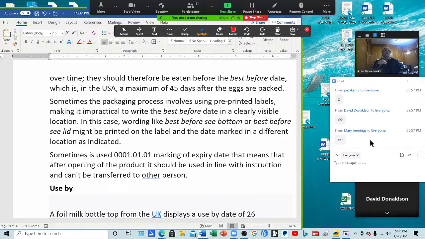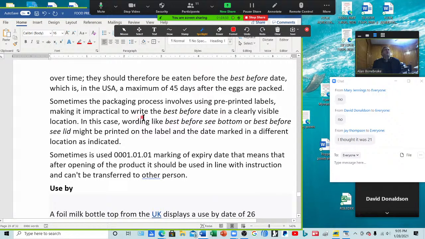Let's see that in the chat box over there. Within 45 days after the eggs are packed. How many of you knew that? Let's see that in the chat box. Are y'all awake here? Here we go. We got a couple answers coming. I thought it was 21. Okay.